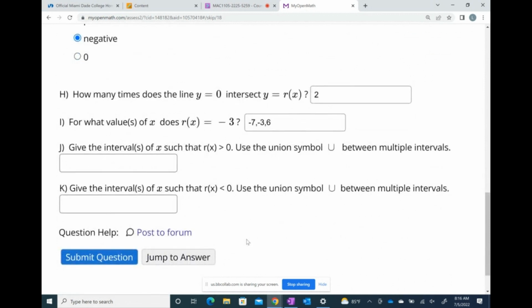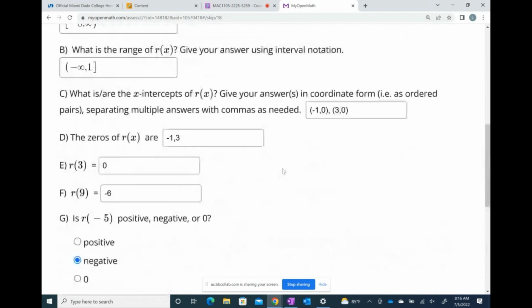So, give the intervals of x such that R of x is greater than 0. So we want now to solve an inequality. So here we solved an equation. Now let's solve an inequality. Okay. So use the union symbol if needed.